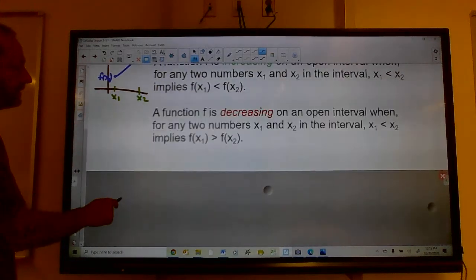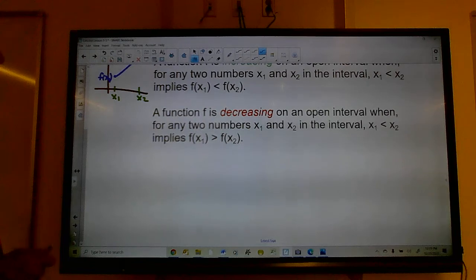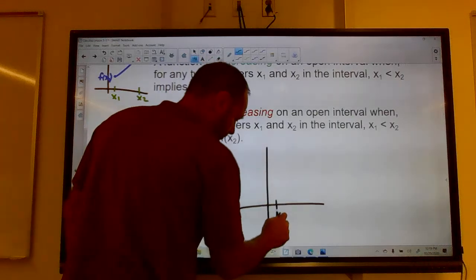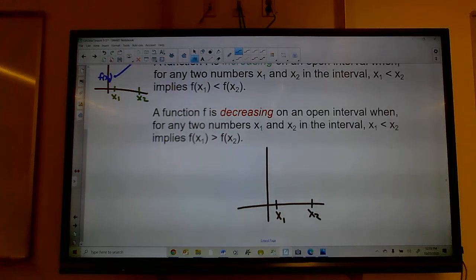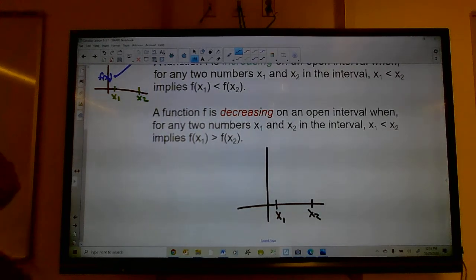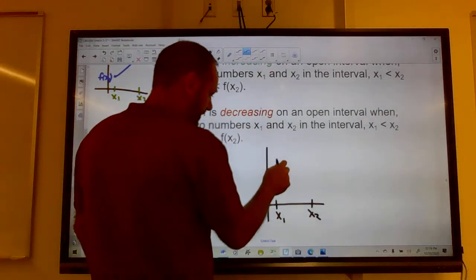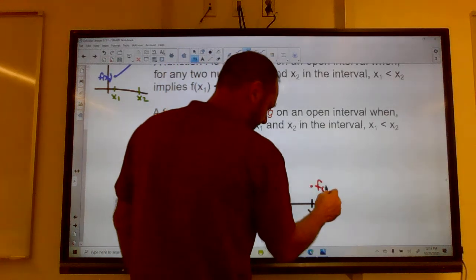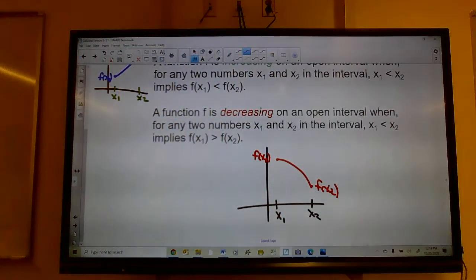Now I look at a function that is decreasing. A function f is decreasing on an open interval when for any two numbers x1 and x2 in the interval, where x1 is less than x2, implies that f of x1 is greater than f of x2. So here's x1, and here's x2, here's f of x1, and here's f of x2. Doesn't matter what the curve does in between there, but that's a decreasing function.